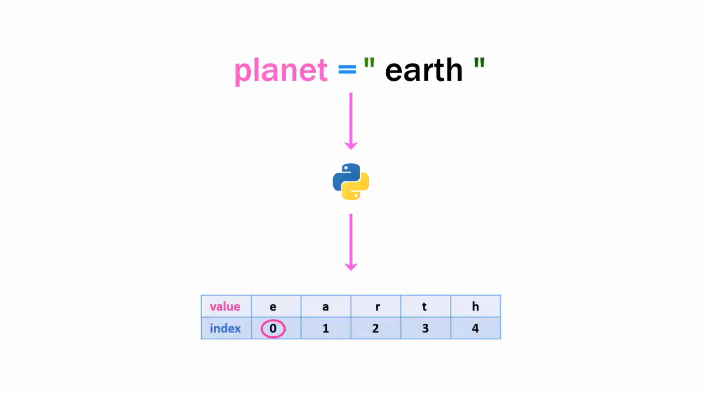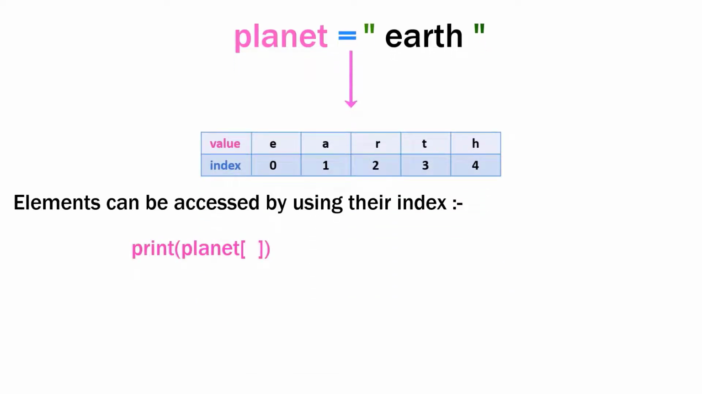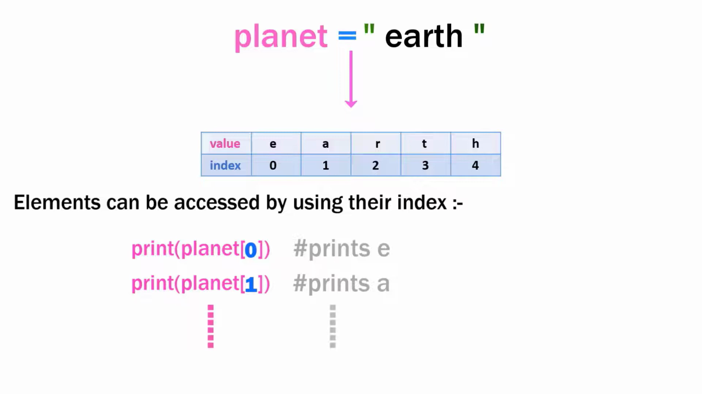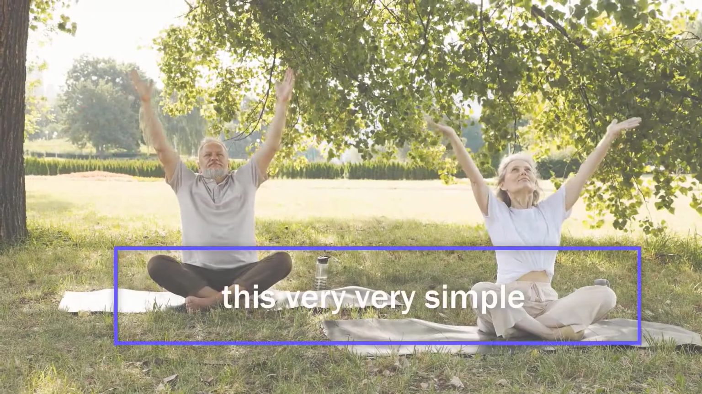The index starts at 0 and moves 0, 1, 2, 3, 4. So if you want to access index 0 of our planet string, we can just do planet, putting 0 between two square brackets. If you want to access the second element, then we put 1 between square brackets, and so on. Basically, to access any element, you put the variable name followed by the index number between square brackets. This is very simple and very powerful. Now I want to show you a very quick example.